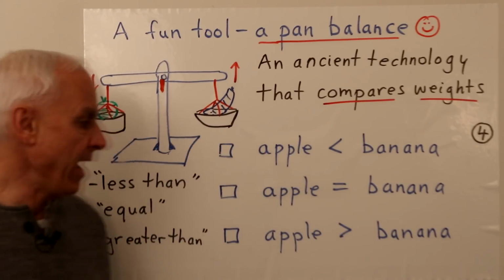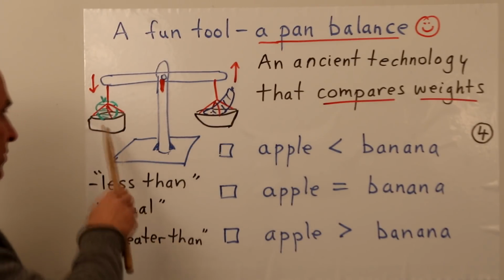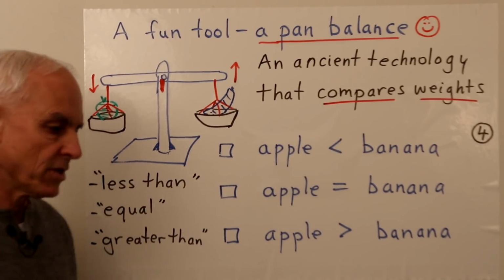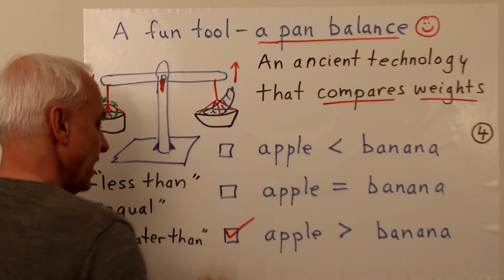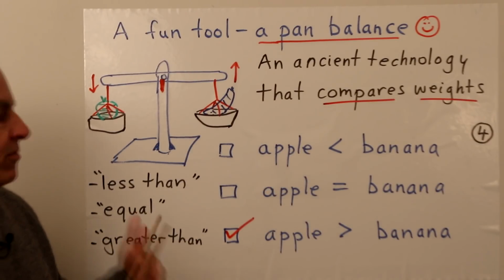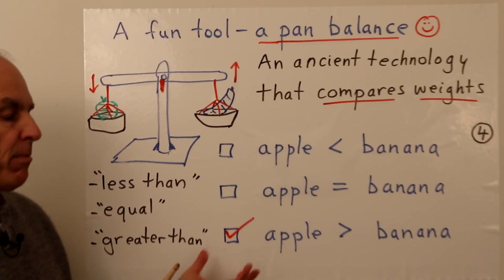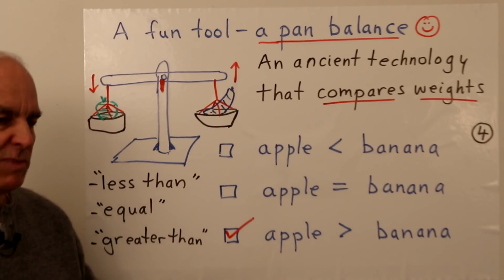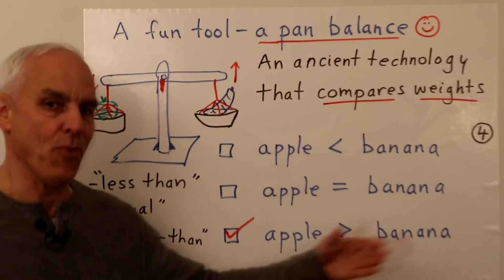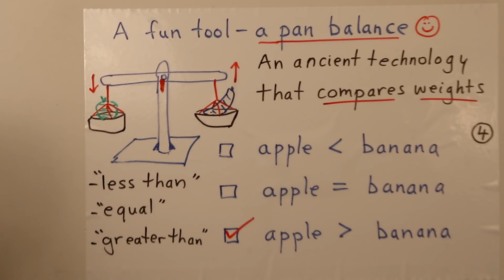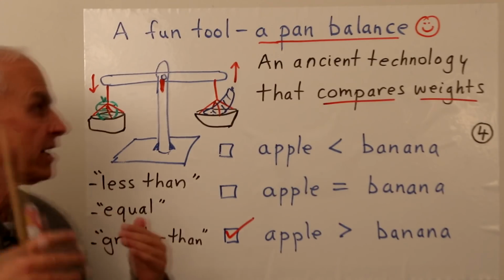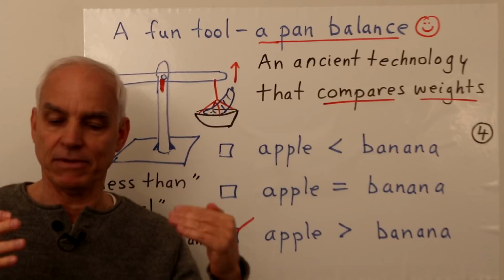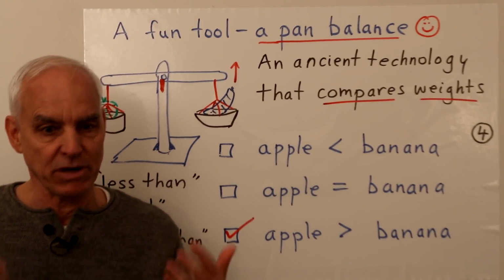It wouldn't be teetering one way or the other. That's equality. And if apple is bigger than banana, well, that's what's happening here. The apple would go down. So in this particular case, with this configuration, we'd say this is the possibility that's relevant, that explains the relationship between the apple and the banana. Okay, strictly speaking, between the weight of the apple and the weight of the banana. Okay, so we have an introduction here, a physical introduction of these three important relations: less than, equal, and greater than, in the context of a pan balance, something very direct that students can experience.